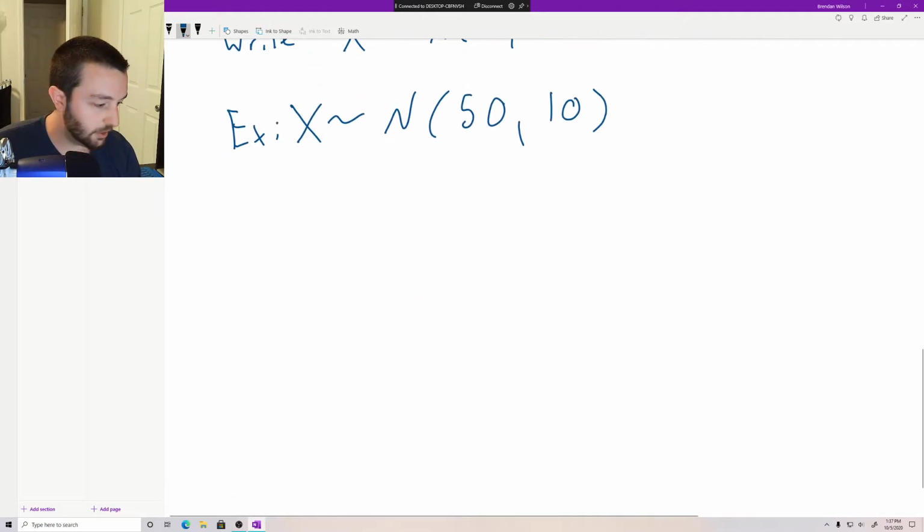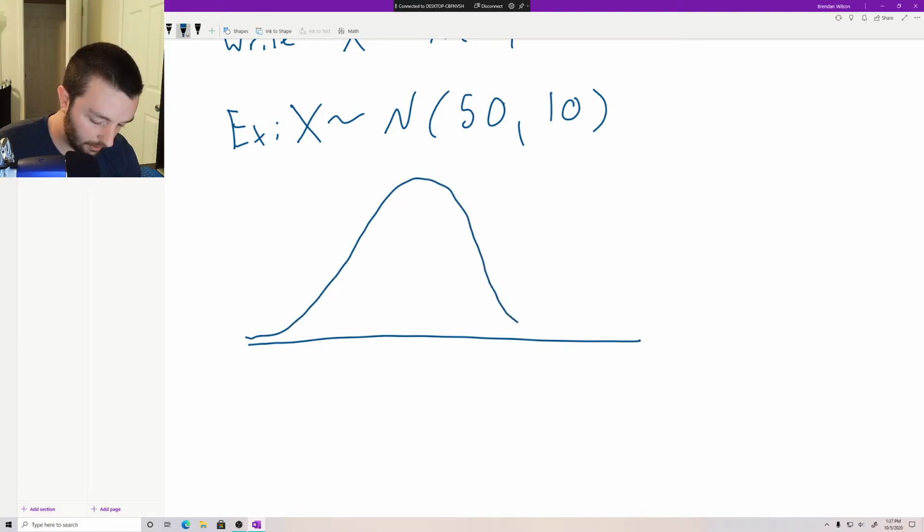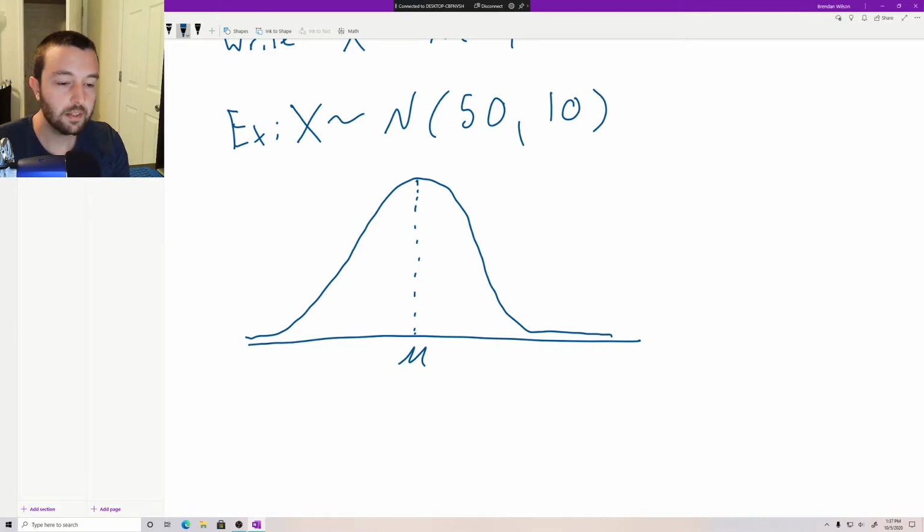The graph of the normal distribution, there's a picture of it in the book, which is probably better than I can draw it, but I'll go ahead and try anyway. It's just the standard bell curve, so it looks like this. That was pretty good. The key thing about the normal distribution is that right in the center is the mean. So the mean mu.